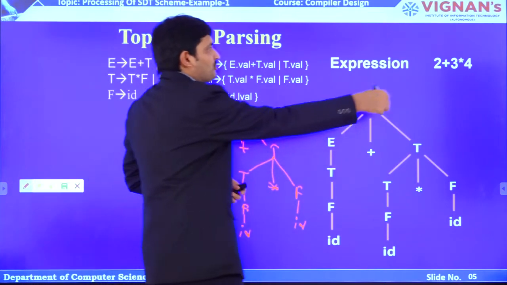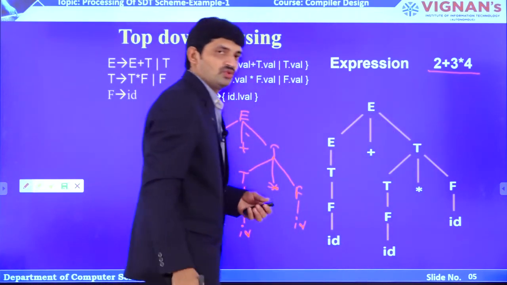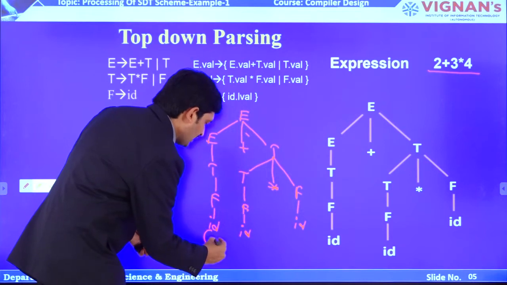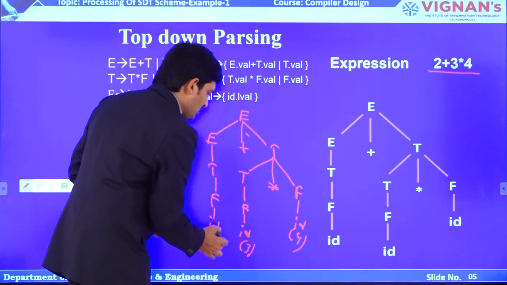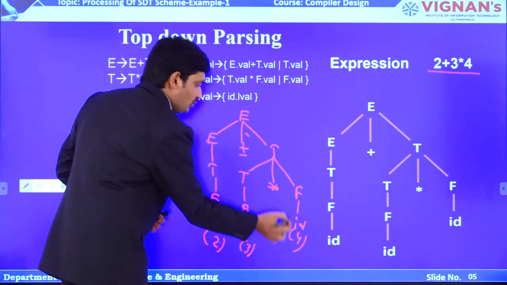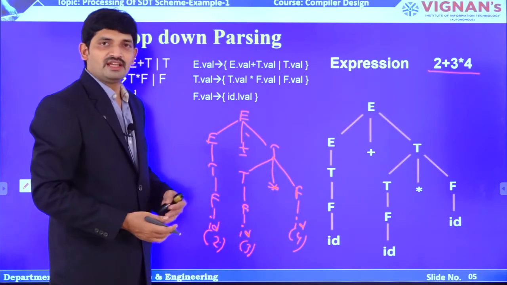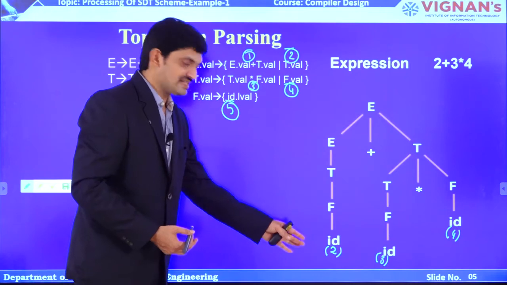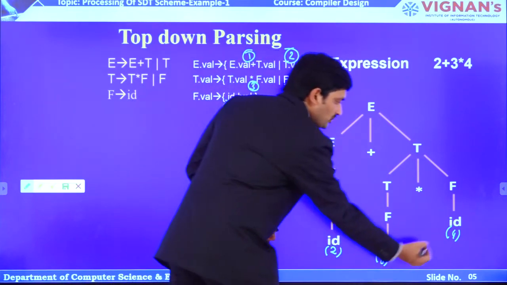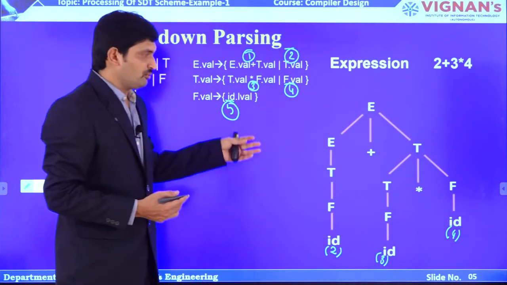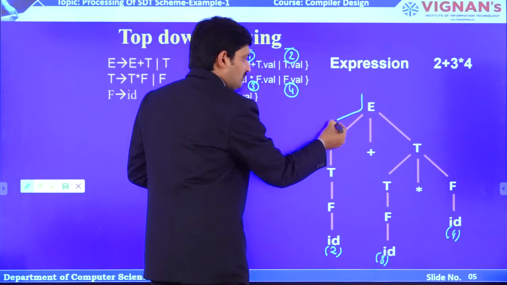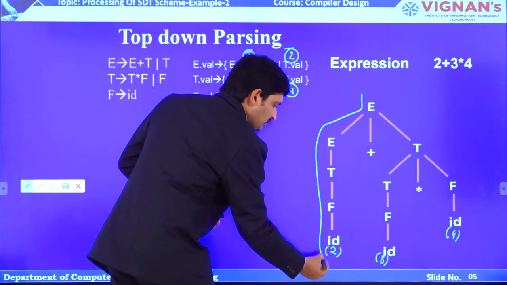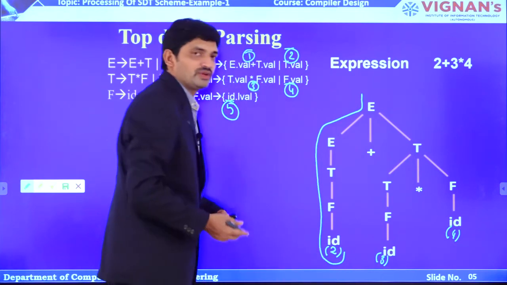So, why do we draw this parse tree? Because my expression is 2 plus 3 into 4. So, here if I attach 2 here, 3 here and 4 here, the expression is 2 plus 3 into 4. So, this is my parse tree. For the parse tree, it has the values 2, 3, 4. Now, I am going to evaluate this. So, start from the start symbol and go depth first and left to right.